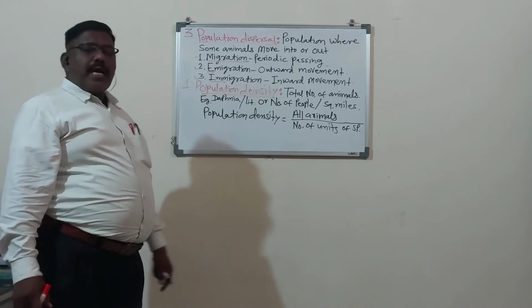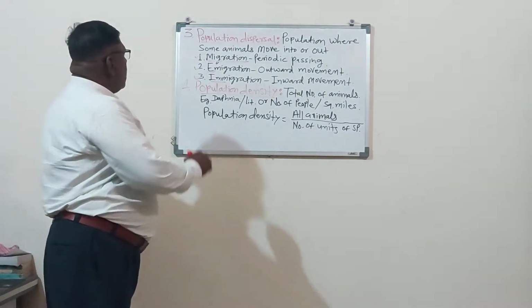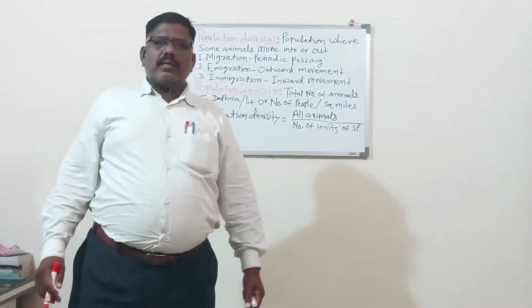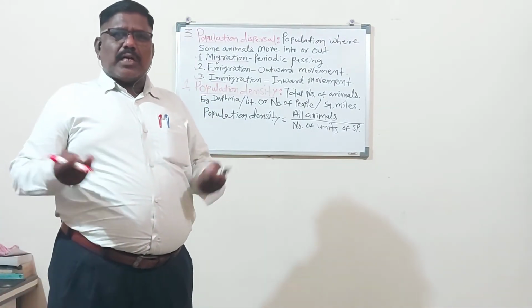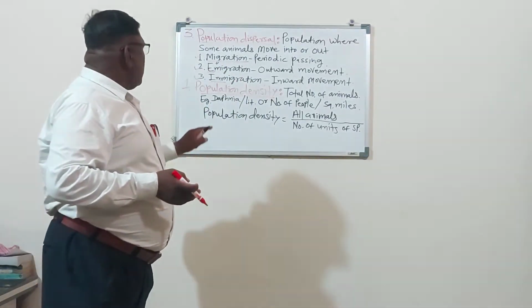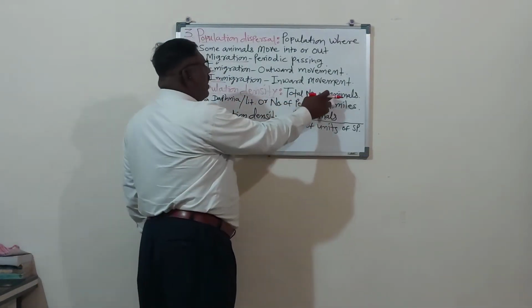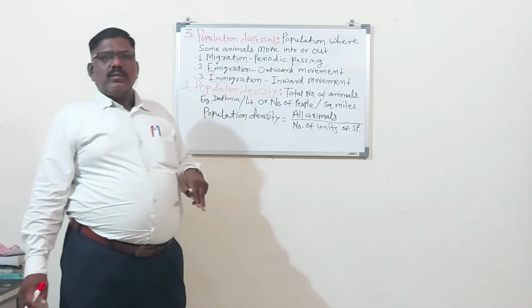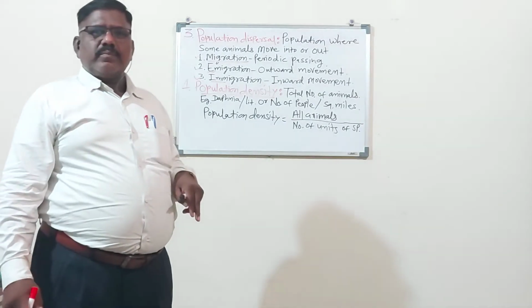Another type of the characters of a population is the population density. So density, gharata, how many animals are there? If animals are more, then density is more. So here, the total number of animals in a population, that is called as the population density.